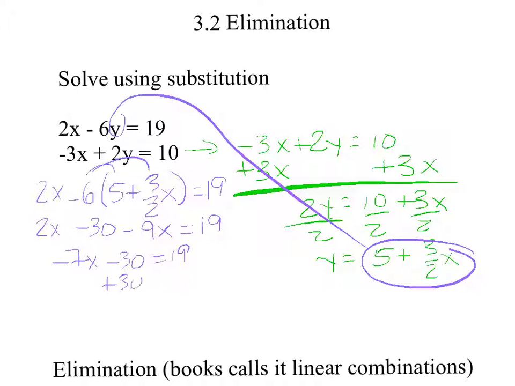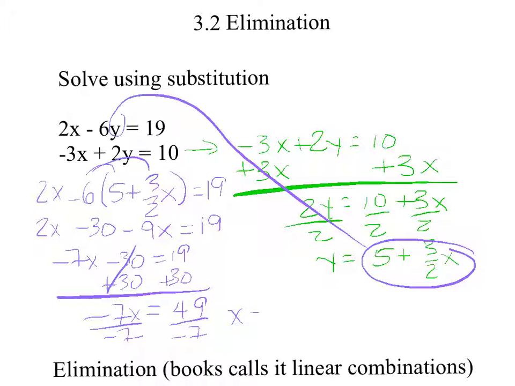Add 30 to both sides. And negative 7x equals, what is that, 49? Divide by negative 7, x equals negative 7. I think so, yeah. And then now I have to figure out what y is, so I plug in negative 7 right there.